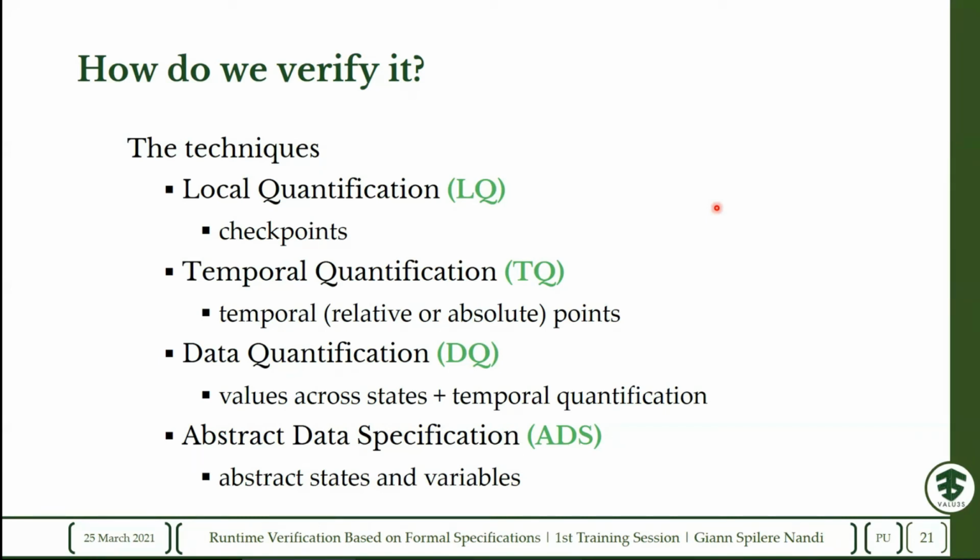absolute values of time. Data quantification is like an extension of the temporal quantification, where on top of having this ordering of the systems, you also analyze how the data changed or didn't change between the occurrence of the two events. And abstract data specification is where you specify an abstract model of the system, and your runs of the system or your traces and events have to fit in that abstract model.